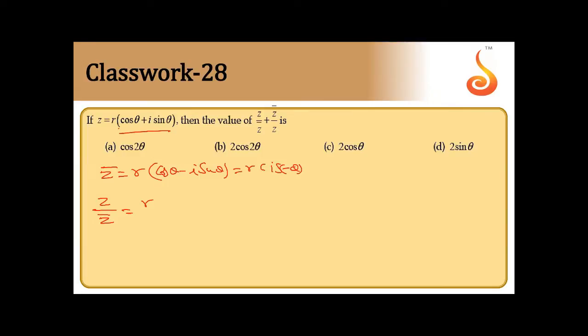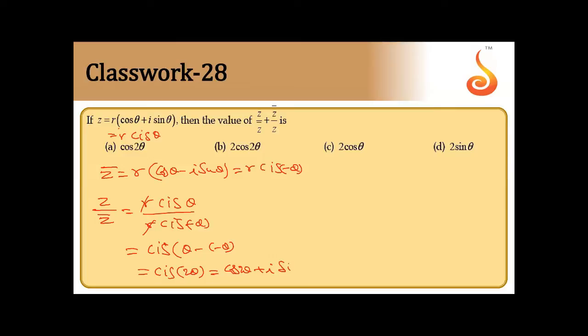So z is r into cis theta. So r cis theta by r cis minus theta. R cancel. Nothing but cis of theta minus minus theta. That gives cis 2 theta, that is cos 2 theta plus i sin 2 theta.